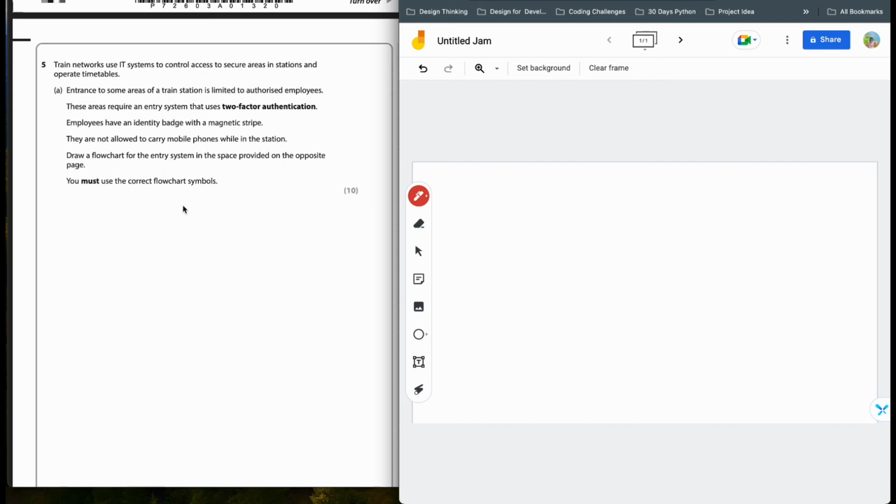You must use the correct flowchart symbols. So always be careful about the flowchart symbols, because the symbols carry marks, and if your symbols are not correct, you won't get the marks even if your flowchart is a correct one. So let's continue with the diagram.